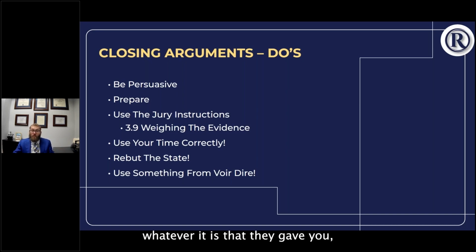Whatever nugget they gave you in closing argument, make sure you keep that nugget, write it down, have your trial partner write it down, and relay it to the jury again in closing arguments, and you'll see them start nodding along. Oh yeah, I did say that. Yeah, that resonates with me. And then you're able to better connect with them.